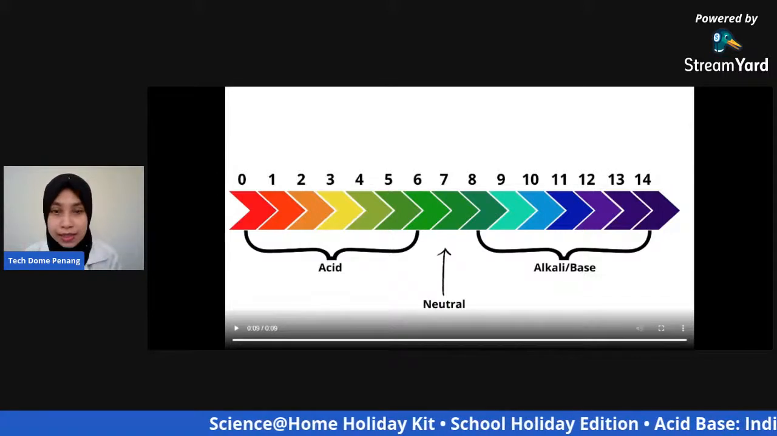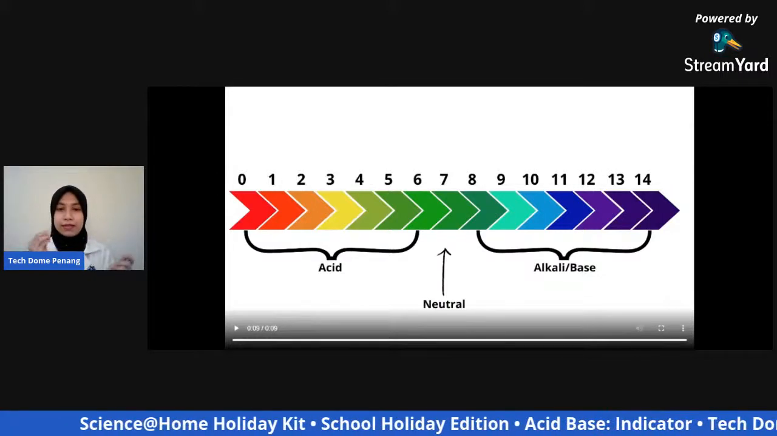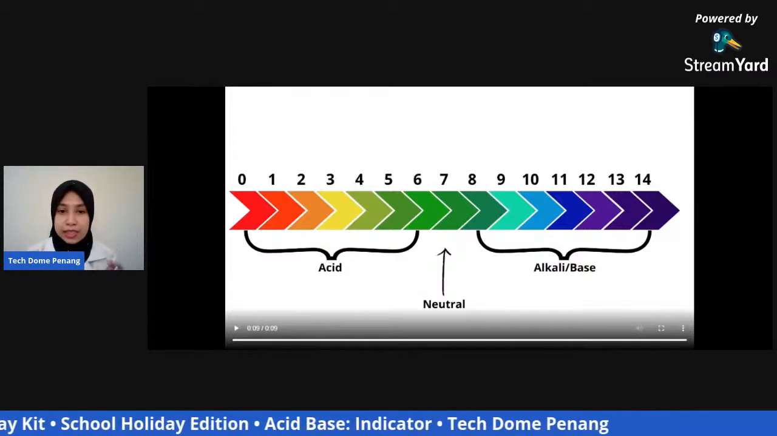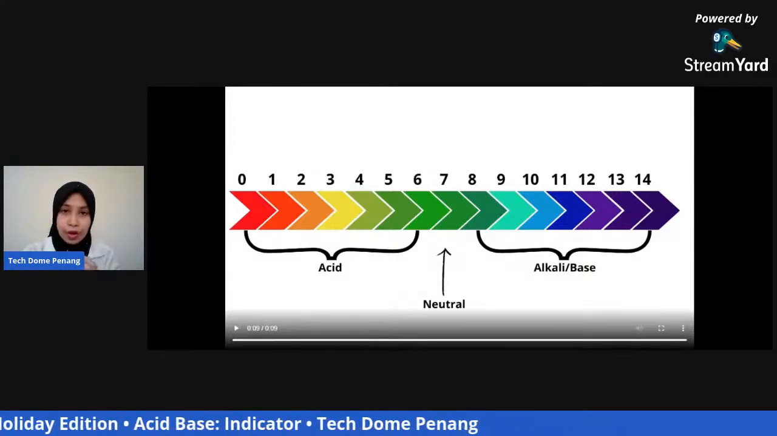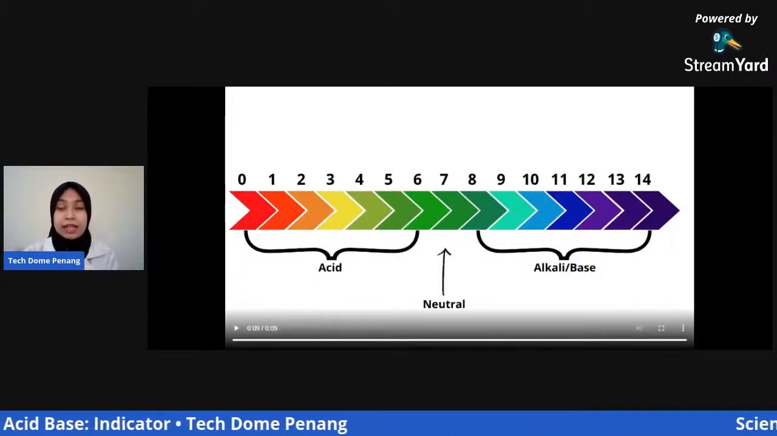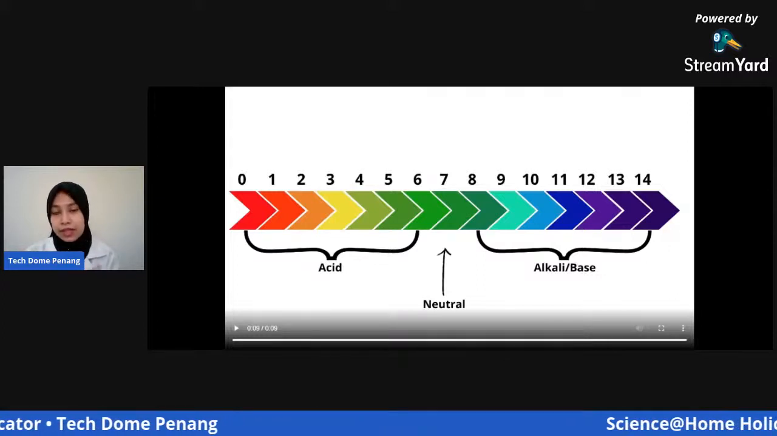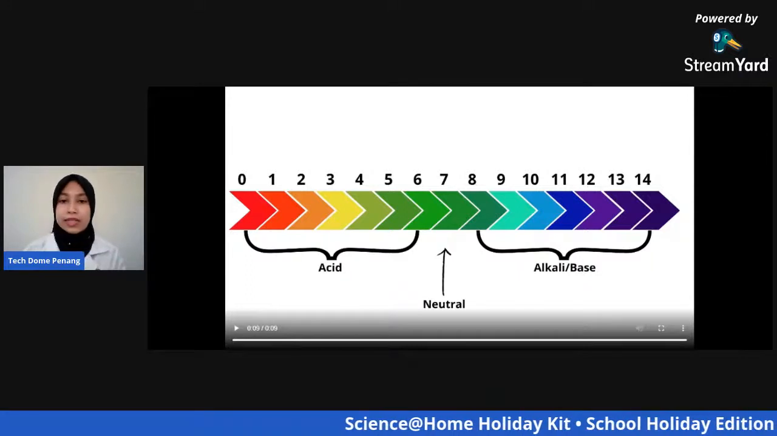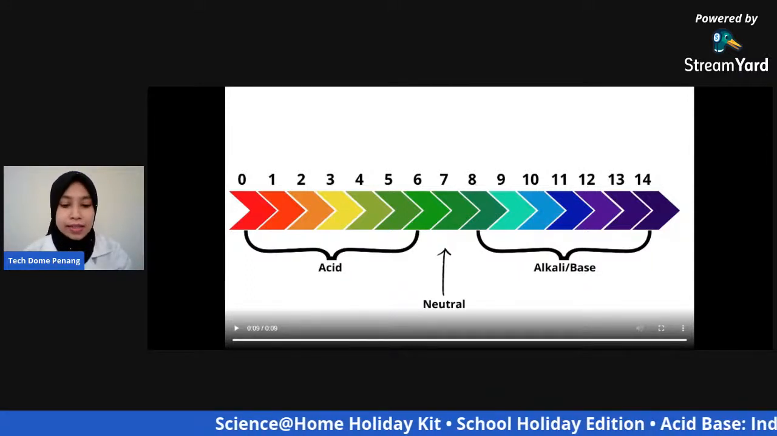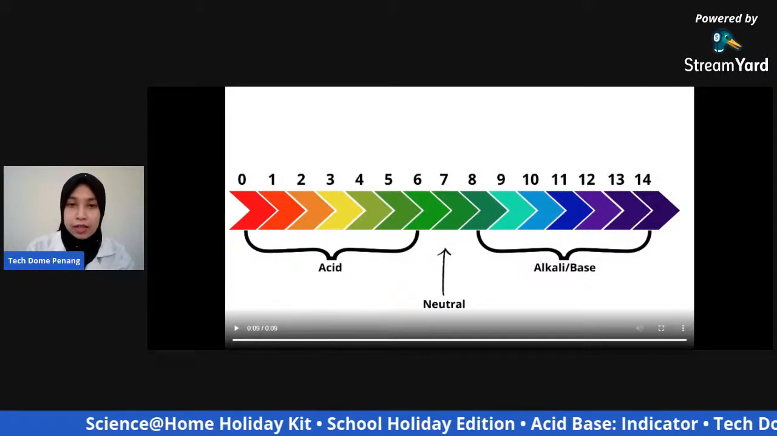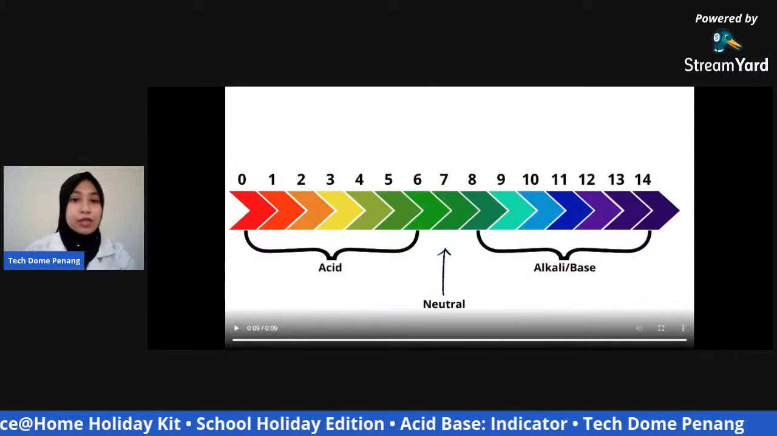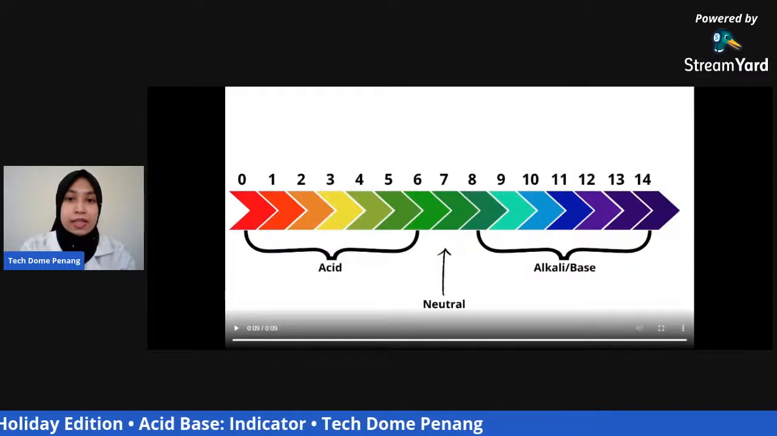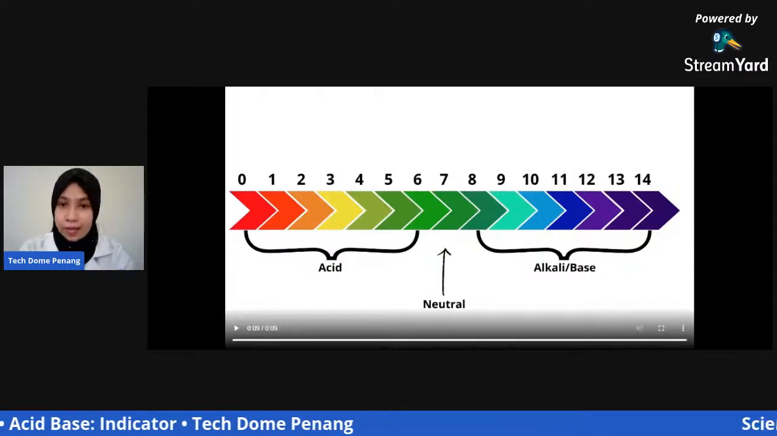For acidic substances, it has the corrosive nature, as I told you just now, in which it can corrode or irritate your skin. If the acid is quite strong, you can get skin irritation, so you might not want to touch acid. But some acids are safe to touch or to eat, like lemon juice or orange juice. They are acids as well, but they are safe to be touched or eaten.